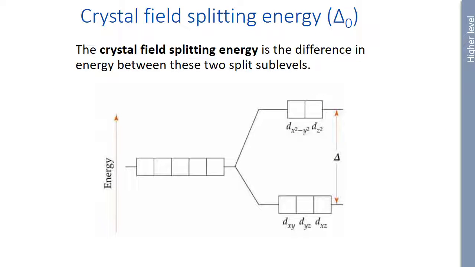So this crystal field splitting energy is basically the difference between the lower energy dxy, dyz, and dxz suborbitals and the associated higher energy dx squared minus y squared and dz squared suborbitals. Okay, so it's this difference between these two, which we've looked at the reasons why this split occurs and the difference and how we can increase or decrease this split.